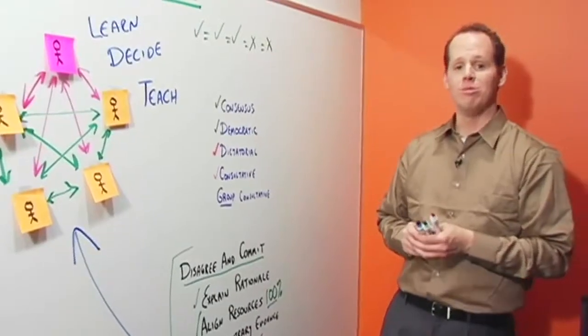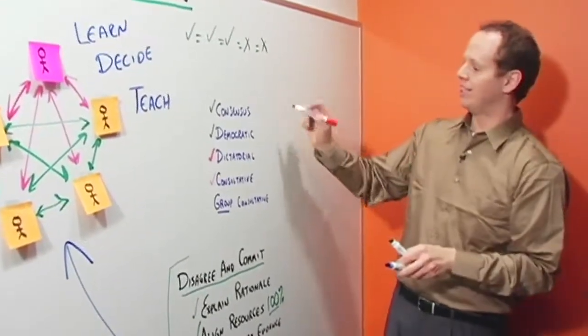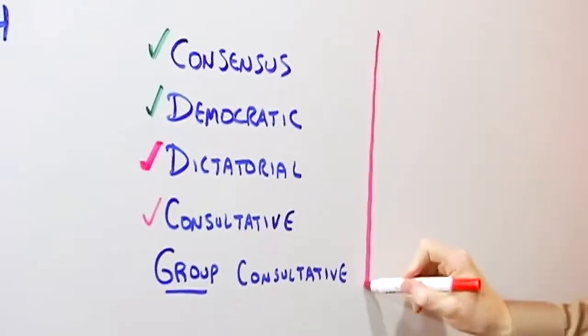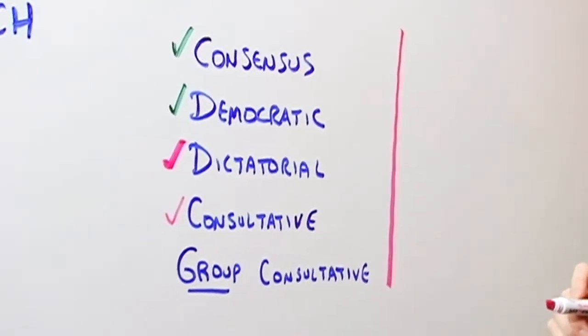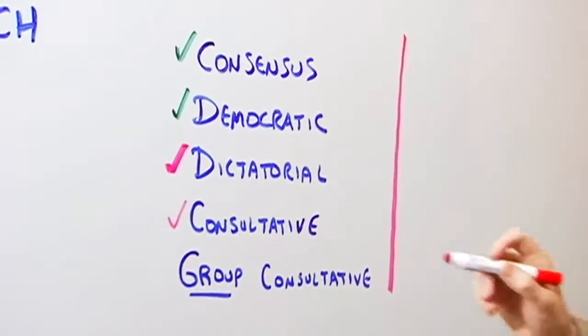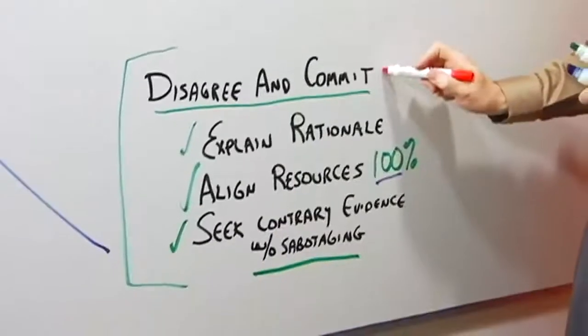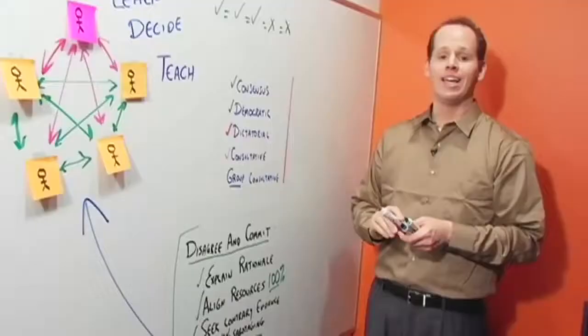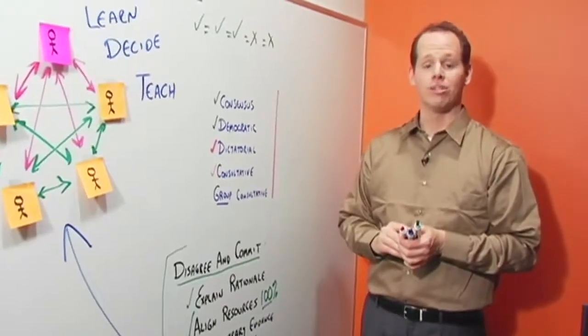So, the next time you have a group of people that need to make a decision, before you do anything, decide what model of decision-making you're going to use. Consensus, democratic, dictatorial, consultative, or group consultative. And if you're going to do consultative or group consultative decision-making, be sure you have a disagree and commit contract before you start. It'll make sure your team decisions are the best decisions they can be, and it'll make sure they stick.